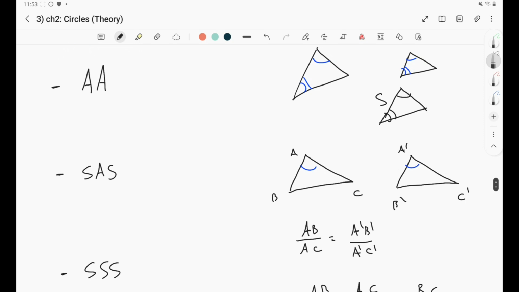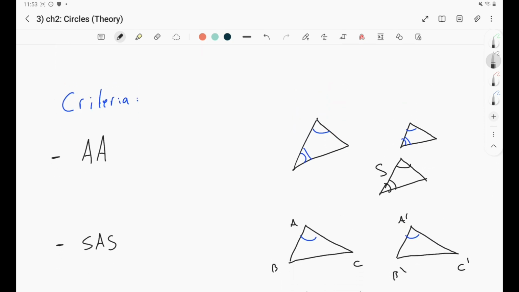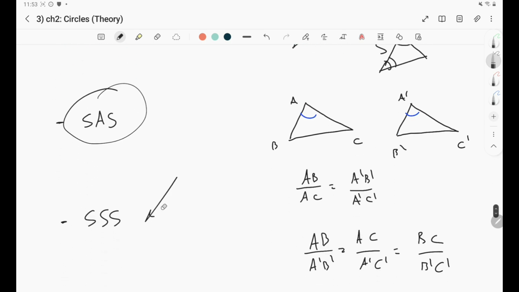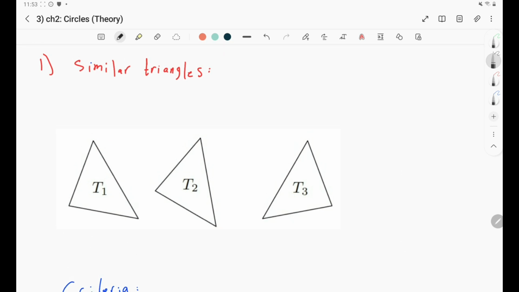All right, so these are the criteria to show two triangles are similar. Basically, this one is the most common one, but this one is very common as well. This one is not so common in Math Olympiad problems. All right, this is the first idea.